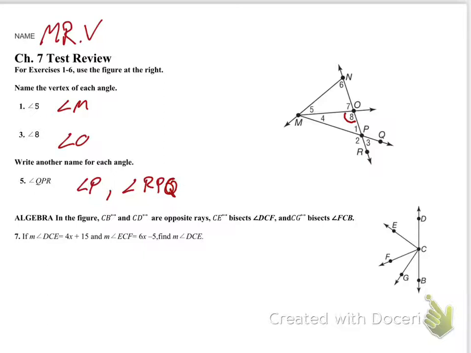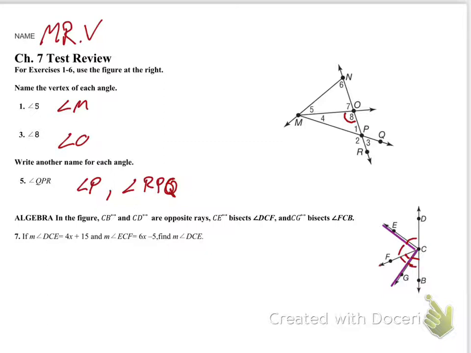In the figure, CB and CD are opposite rays. CE bisects, so this right here bisects this angle, and this one bisects this angle. So put that in perspective. That's an angle bisector, and that's an angle bisector. So what that means is this angle is going to equal this angle, and this angle is going to equal this angle.